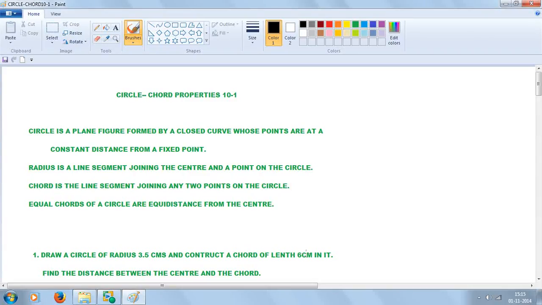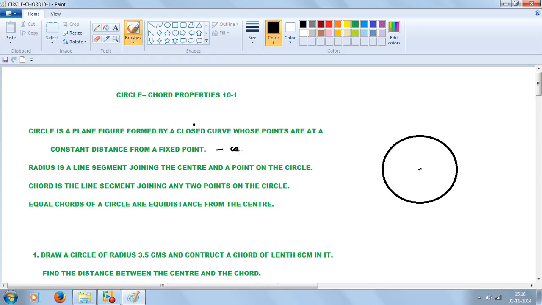So we'll start a new lesson in circle chord properties. So we know, so what is a circle? We can simply define it like this. We define a circle whose points are at a constant distance from a fixed point.